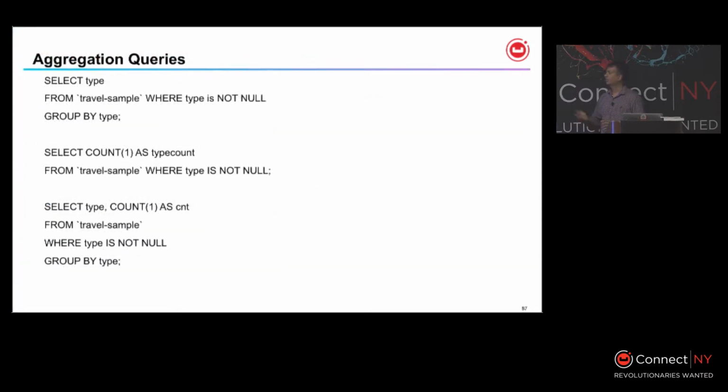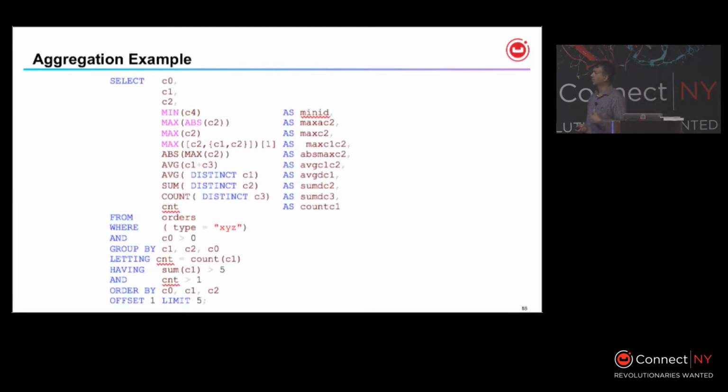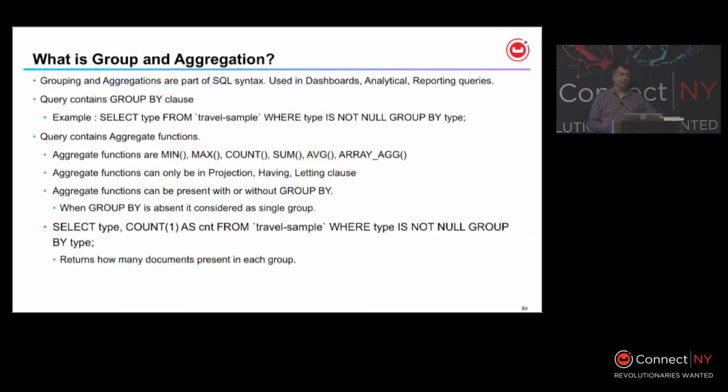So here's the example. In the first query, you simply have the grouping, no aggregation. In the second query, you simply have the aggregation. In the third query, you have grouping and aggregation as well. Here's a little bit more complicated query where you have many aggregates, many groupings, and so forth. So all these can exploit the index when the index is covering.